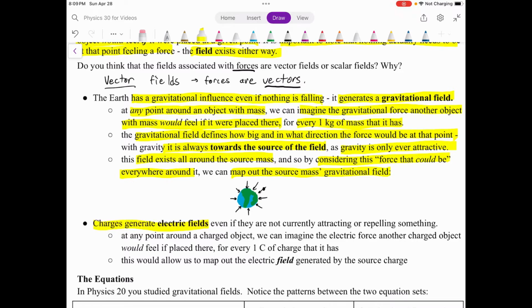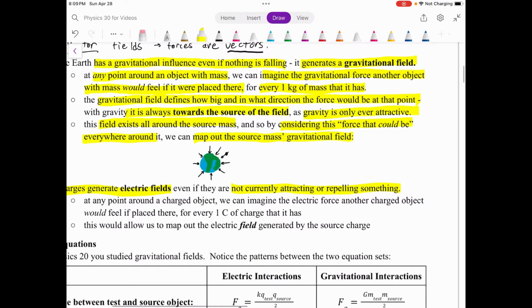And the field that they generate is there even if they're not currently attracting or repelling something. The Earth has this gravitational influence even if there's not something there right now feeling some force. We can still think about the force it would feel if it were there. Same idea with the electric field. A proton generates an electric field, for example. And we know that if I put another charged object here, it will feel a force. So what we're thinking about there is the field that surrounds the proton.